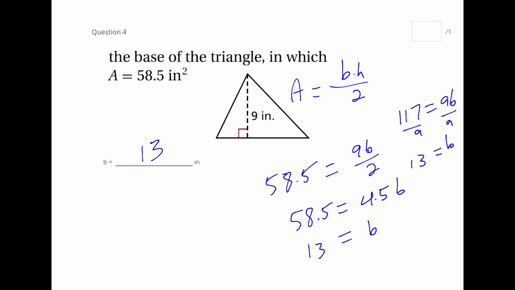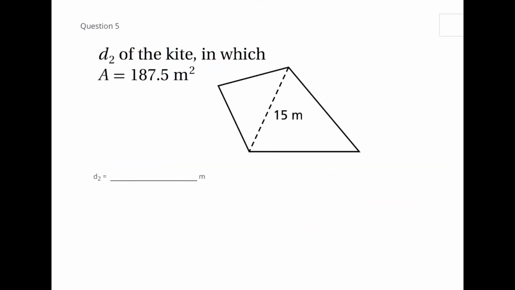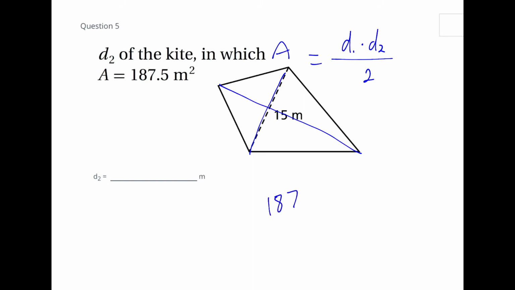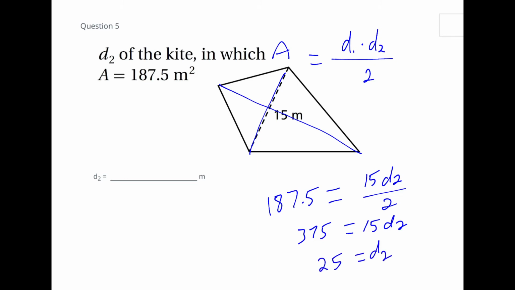So the area of a kite is going to be equal to the two diagonals. This would be 1, the other would be this, multiplied by each other, divided by 2. So d1 times d2 divided by 2. That's equal to the area. So I'm going to plug in what I know. 187.5 is equal to 15 times the other one, we'll call it d2, divided by 2. I'll multiply both sides by 2. Then I'll divide by 15. I get that 25 is equal to d2.